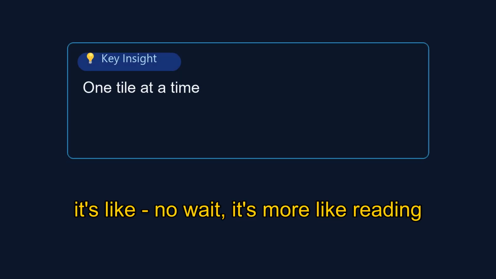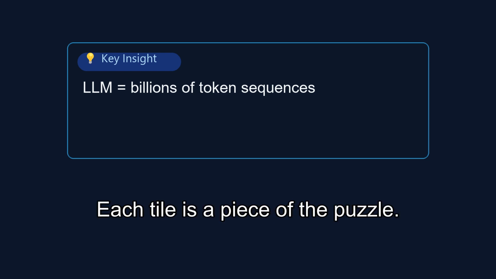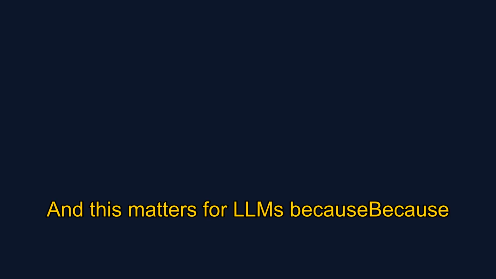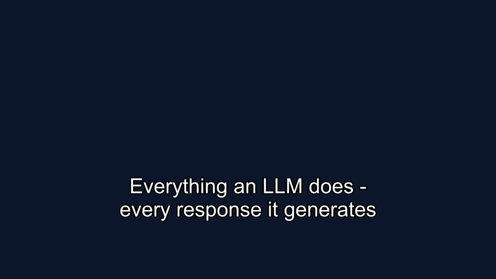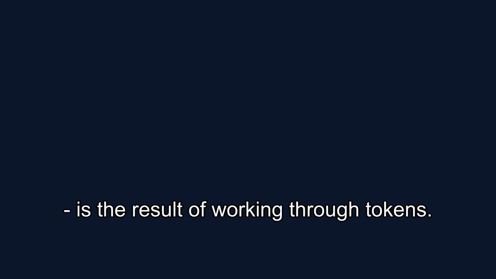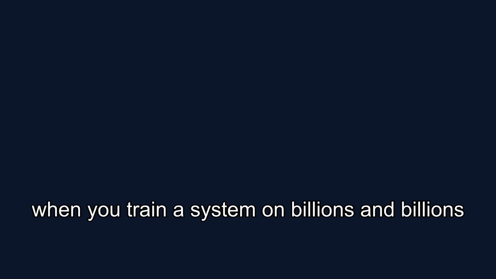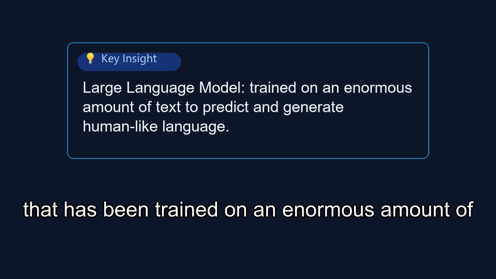So it's like, no wait, it's more like reading one tile at a time in a Scrabble rack. That's actually pretty close. Each tile is a piece of the puzzle. The model reads tile by tile and builds meaning, or what looks like meaning, from the sequence. And this matters for LLMs because LLMs are built entirely around processing these tokens. Everything an LLM does, every response it generates, is the result of working through tokens. Hold on to that, because an LLM is what happens when you train a system on billions and billions of those token sequences.